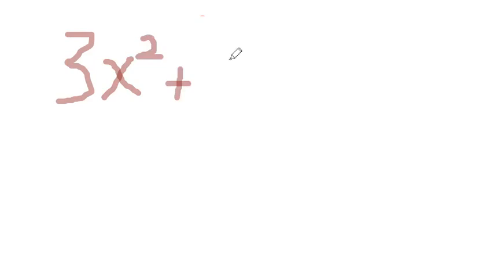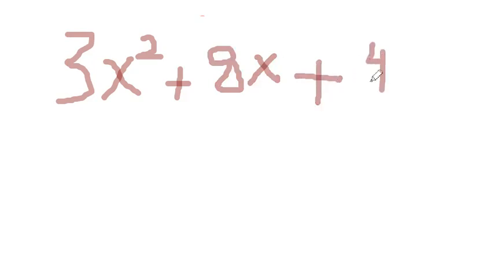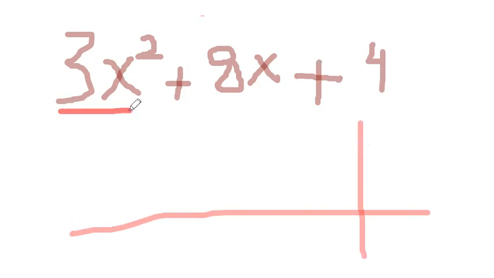Okay, what if the equation has a number multiplied with its square term? For example, the question is factorize the equation 3x squared plus 8x plus 4. So again, we'll use the same method. Draw two lines. Place the first term over here, 3x squared.